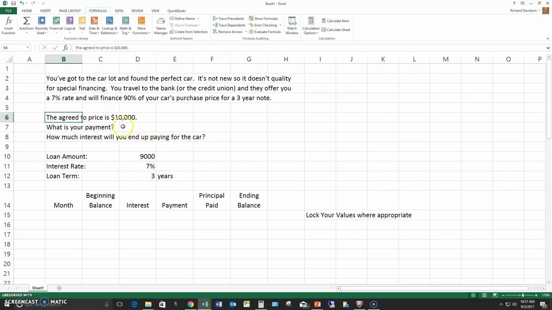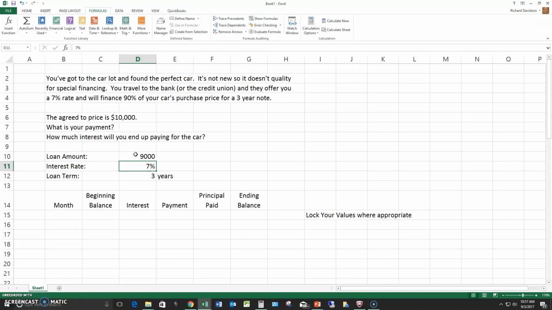So let's talk about the three things we need. We need to know our loan amount. In this case, it's $9,000. We were going to pay $10,000 for the car, and the bank said they'd loan us 90%, or 0.9. Put a formula in Excel, 10,000 times 0.9, and Excel's great at doing the math.